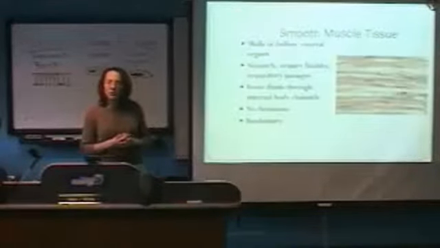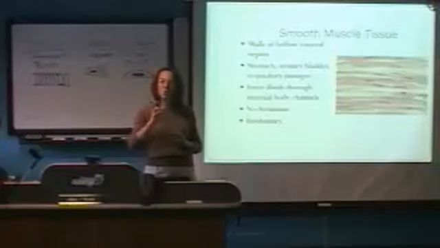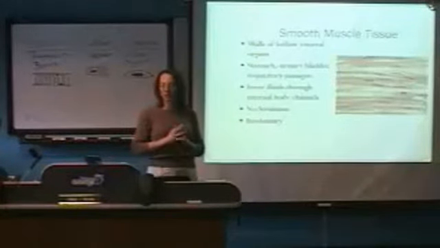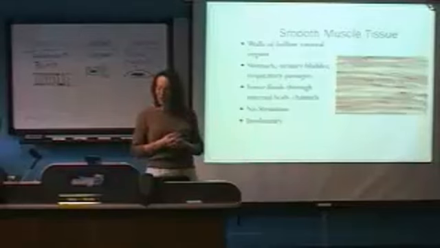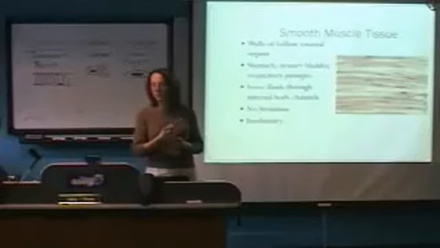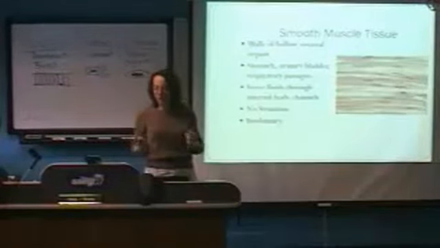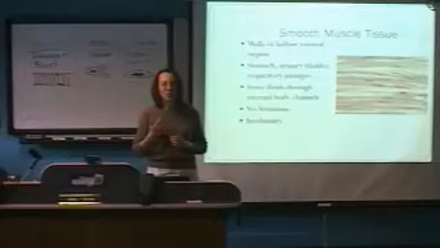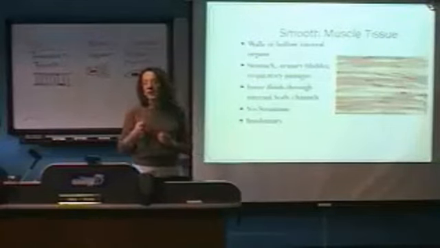Okay, smooth muscle is going to be in the hollow organs, areas of involuntary contraction. Helps to force fluids through, helps to regulate air going into the lungs, does not have striations, and it is also involuntary.